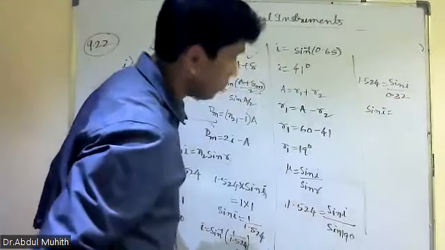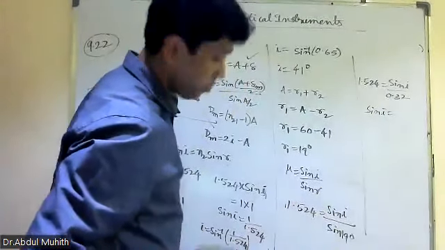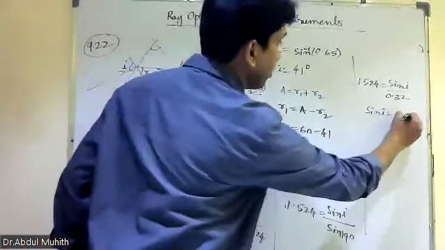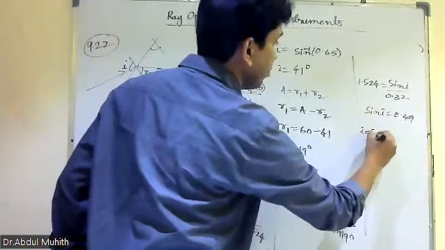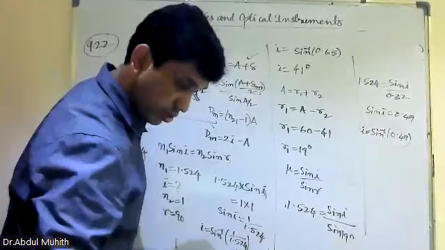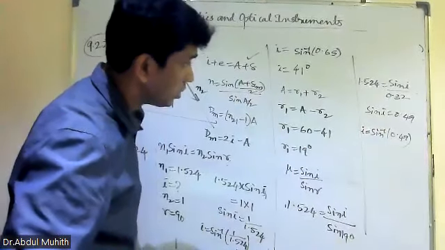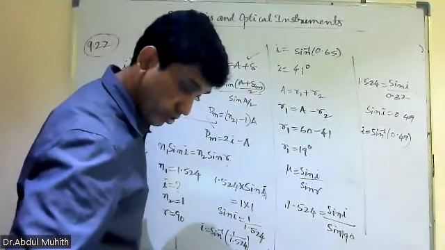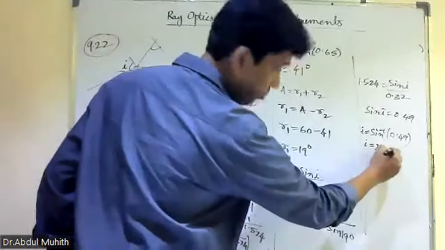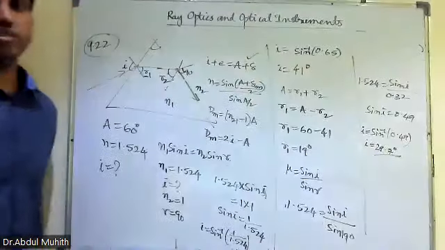So sin I is equal to how much? Multiply this. 1.524 times 0.32 is 0.49. I is equal to what? Sin inverse of 0.49. So solve it, shift sin inverse. The answer is equal to 29 degrees. I is equal to 29.7 degrees. Okay? This is the answer. Come on, copy this.